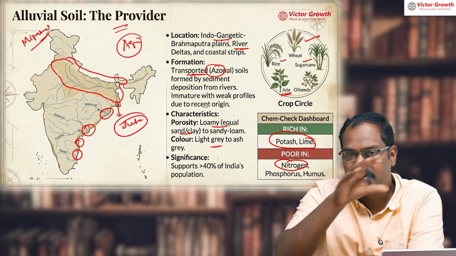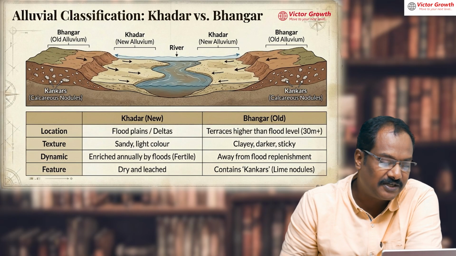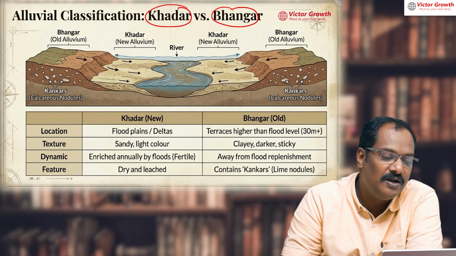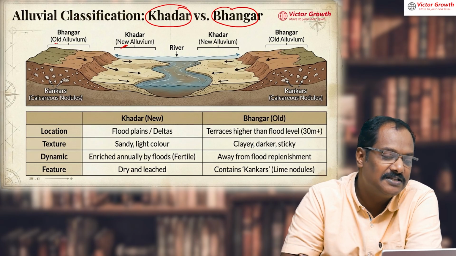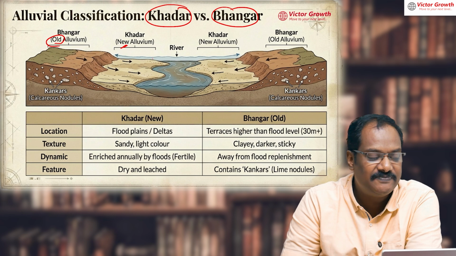40%. The entire northern Uttar Pradesh and all this soil is there. Okay. Then comes classification within this one: Khadar and Bhangar. Khadar is a new alluvium. Bhangar is an old alluvium. Khadar is a new alluvium. At the same time, it is very fertile also.